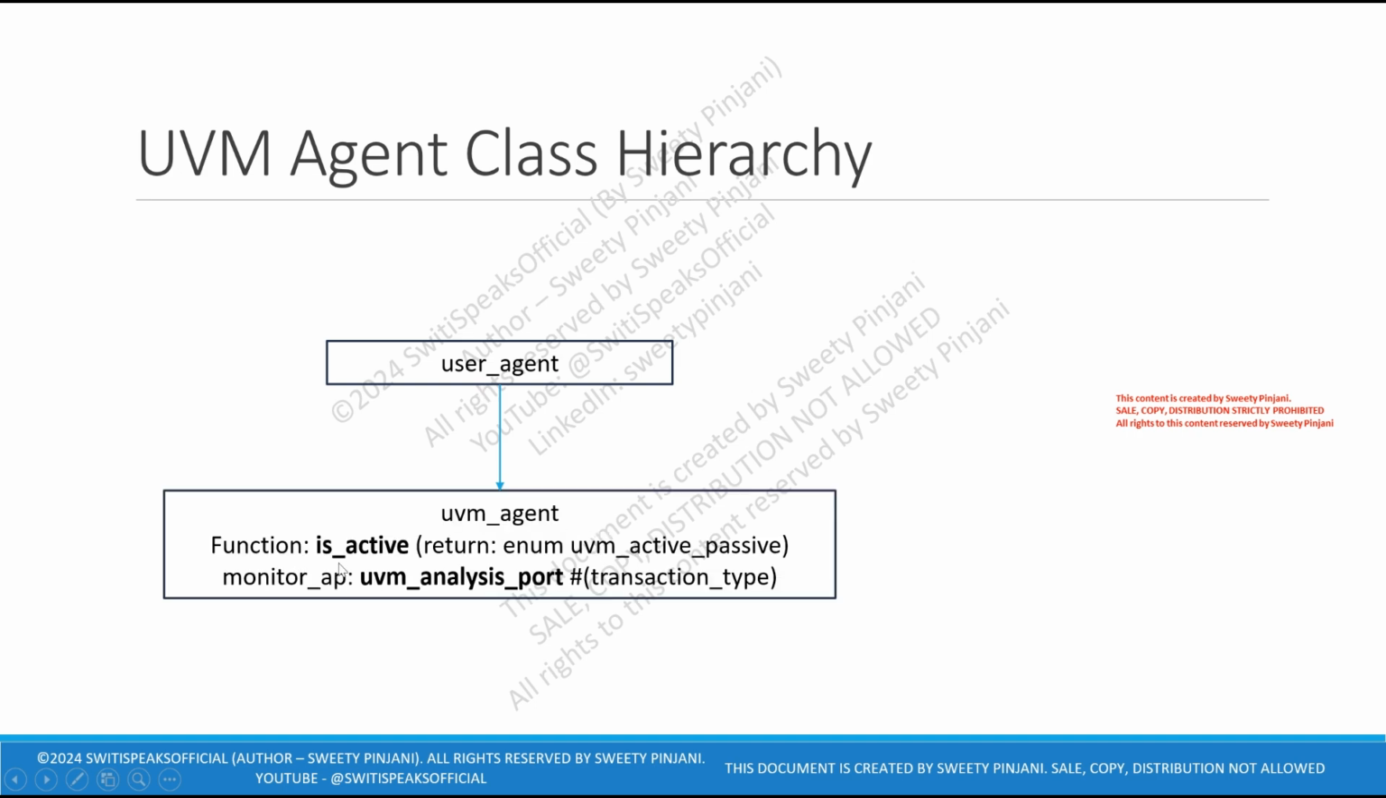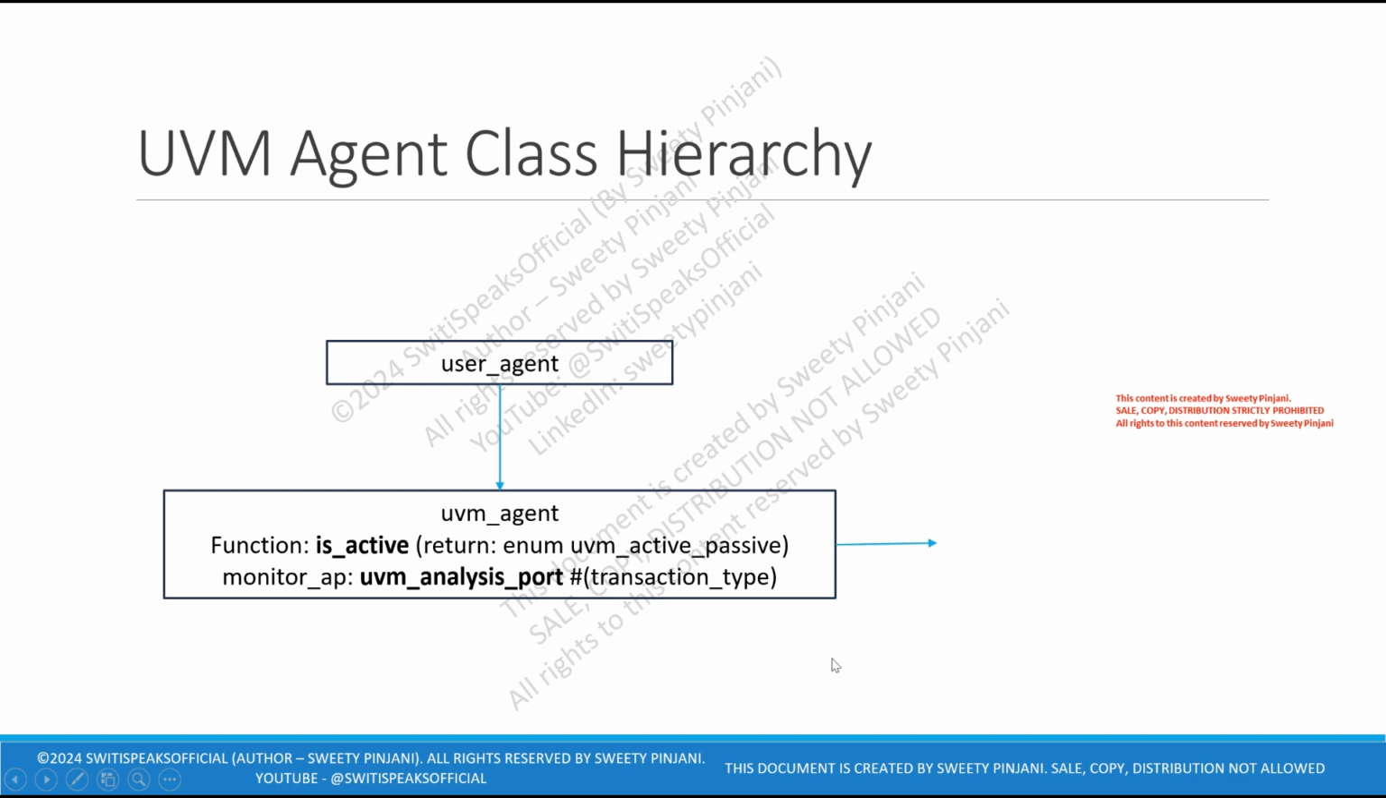Your UVM agent will have a function is_active which will tell whether your agent is active or passive. If it is active, it will say UVM_ACTIVE. If it is passive, it will say UVM_PASSIVE. Then you have the monitor analysis port, which is uvm_analysis_port, and it is parameterized by transaction type.